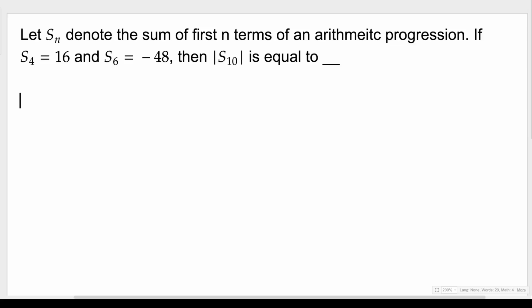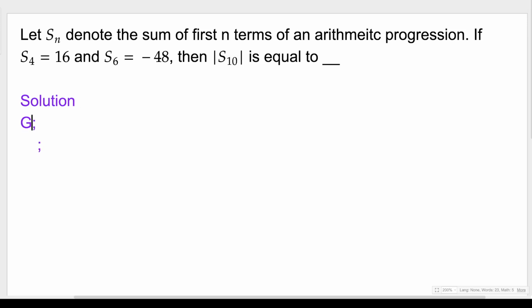Given this problem statement, let S subscript n denote the sum of the first n terms of an arithmetic progression. If S subscript 4 is equal to 16 and S subscript 6 is negative 48, then we need to compute the value of the absolute value of S subscript 10. Now, proceeding towards the solution.